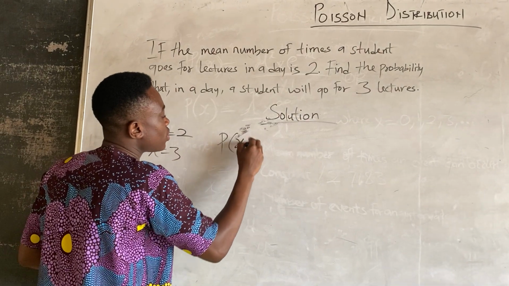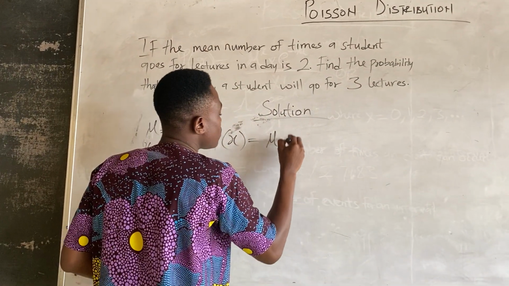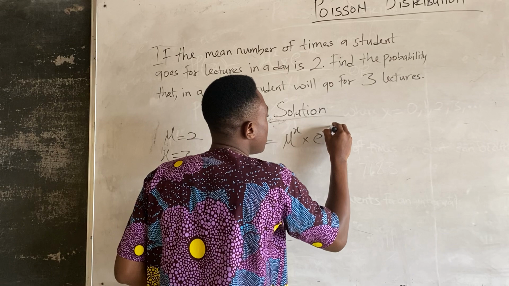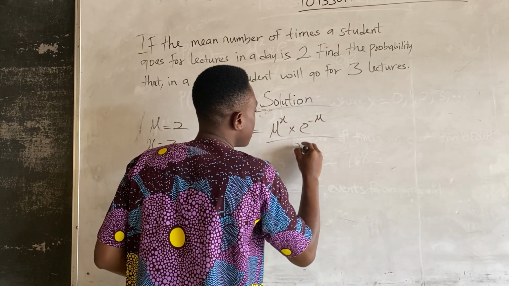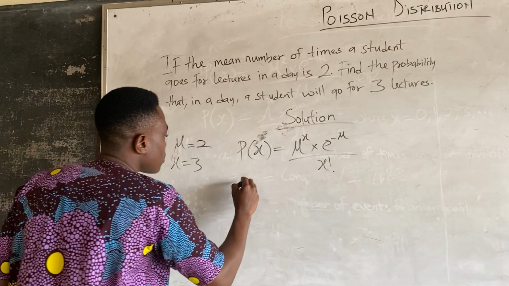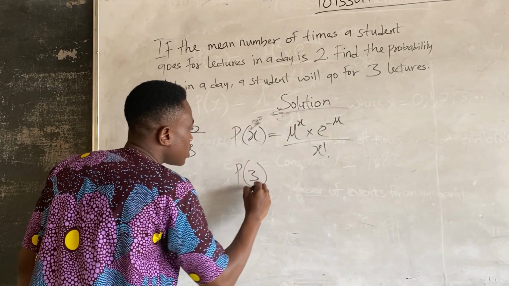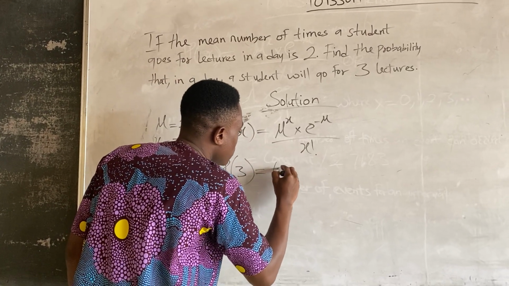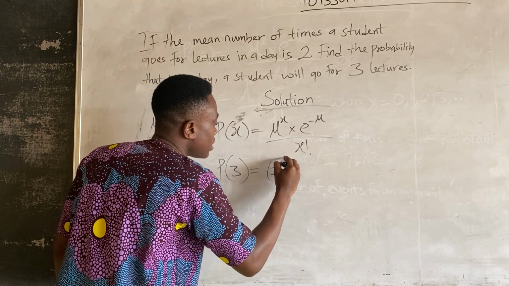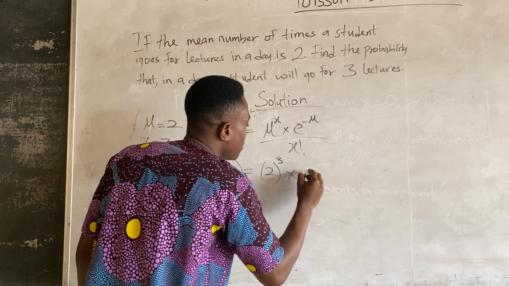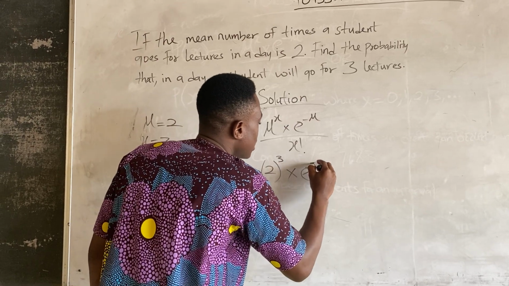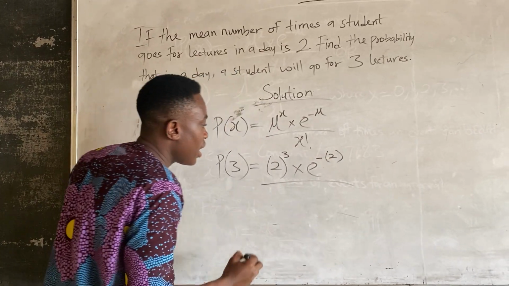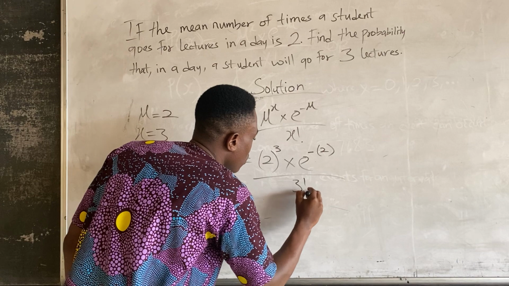First of all, the formula for Poisson is given as our mu exponent our x multiplied by our e exponent minus mu over x factorial. So probability of x equals 3 is given as our mu, which is 2, exponent x, which is 3, multiplied by our constant e exponent minus mu, all over our x, which is 3 factorial.